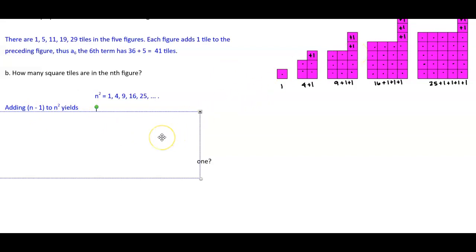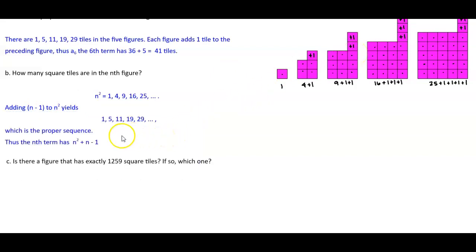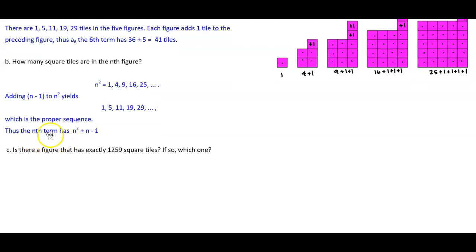So, the way we would look at this is the following. Therefore, we would get 1, 5, 11, 19, 29, 41, which is the proper sequence. Therefore, the nth term has n squared plus n minus 1. The n squared is the perfect square, and then we're adding an n minus 1.